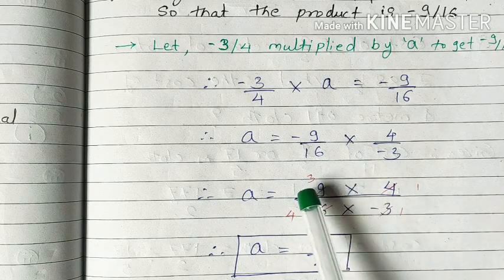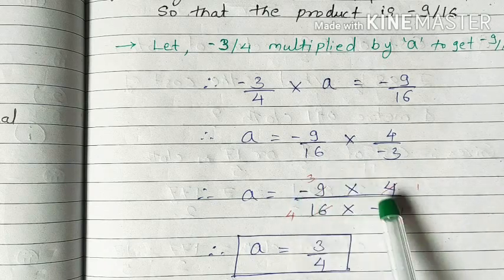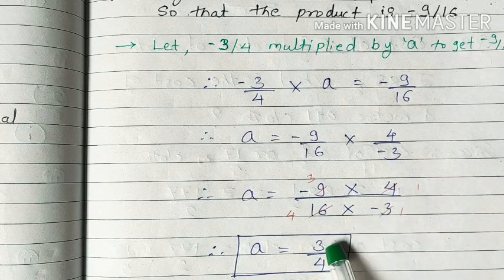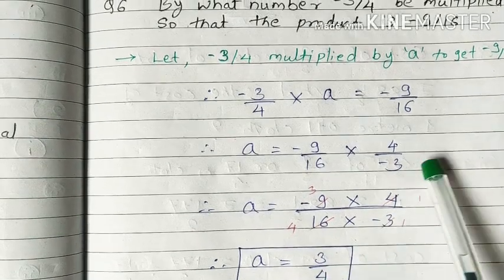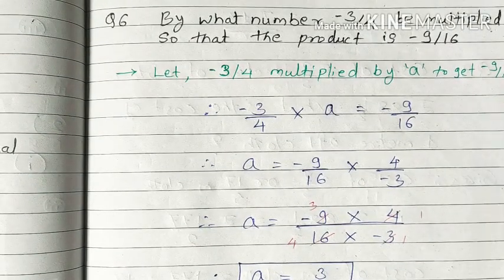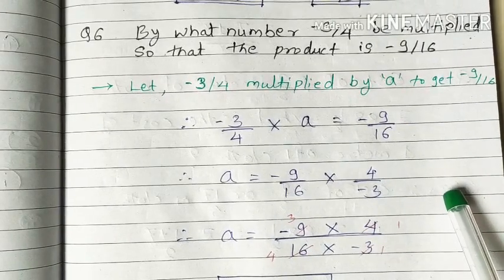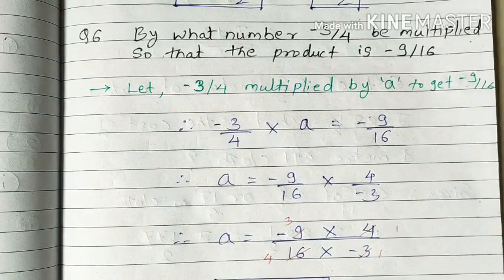Minus and minus, both are negative, so minus minus will become positive. So the final answer is 3 by 4. That means when we multiply it by 3 by 4, then we get this minus 9 upon 16. Okay.